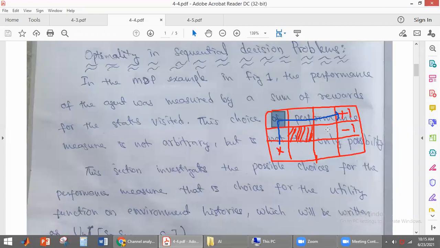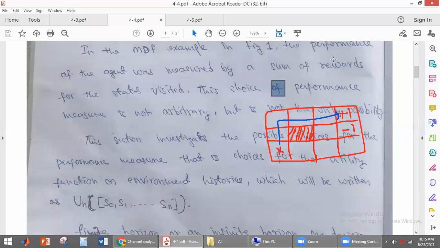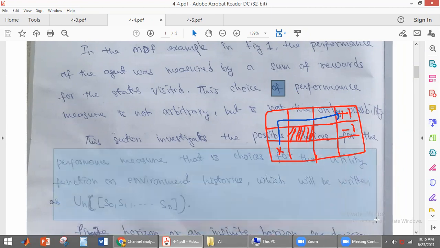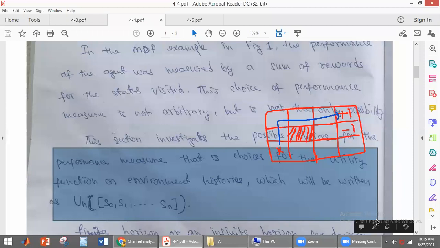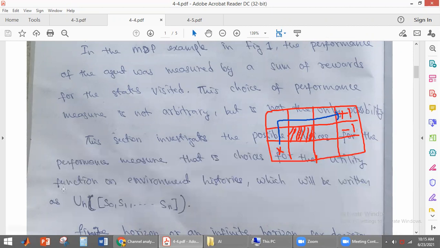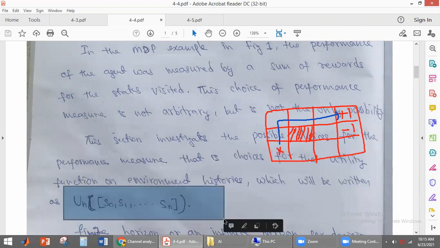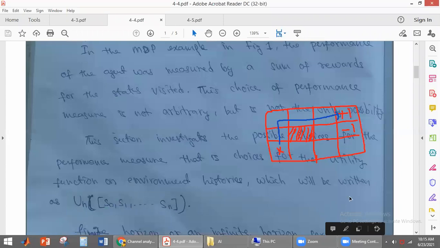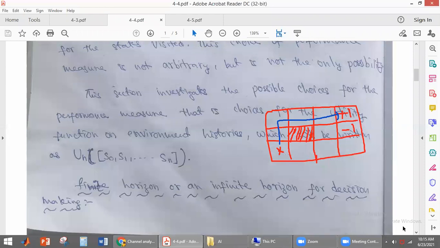So what we have to do here is find the utility function of the environment history. Using that, we find the performance of the agent. How do we denote this? We denote it as U(h), the utility function of the history of the environment. S0 is the starting state and Sn is the terminal state. So U(h) of S0, S1, and so on up to Sn; these are the different states it takes to reach the terminal state.